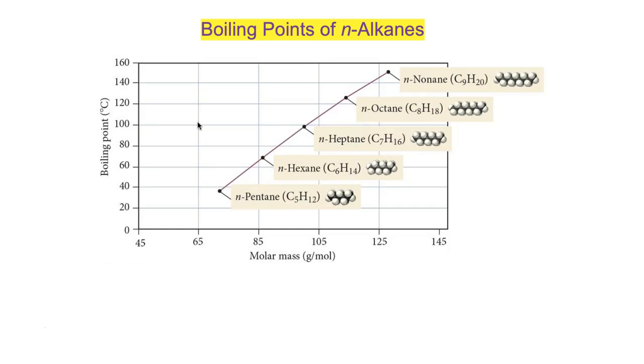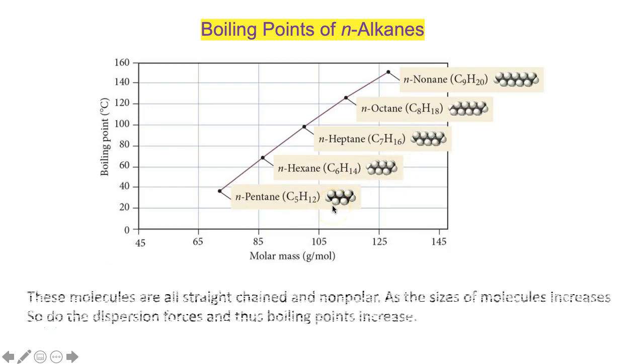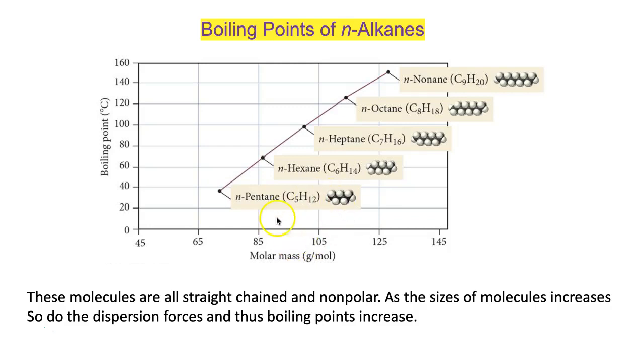Now let's check out the boiling points of the normal alkanes. So we have pentane that we already talked about a moment ago, that's going to be C5, and then we see C6 for hexane, heptane is 7, then we go octane is 8, nonane is 9. So the molecules are getting longer and heavier as we go up our graph. And if you look over here at the boiling points, just as we would expect, boiling point is increasing as well. And so that increase in boiling point can be explained this way. As the size of molecules increases, so do the dispersion forces, and thus the boiling points increase.